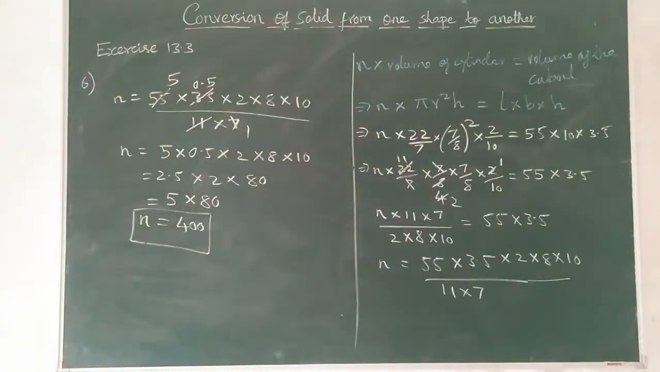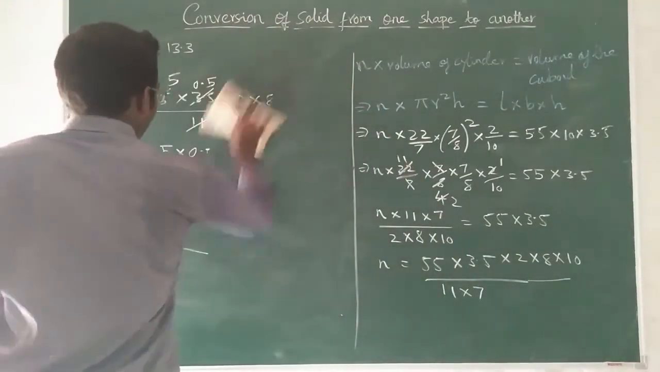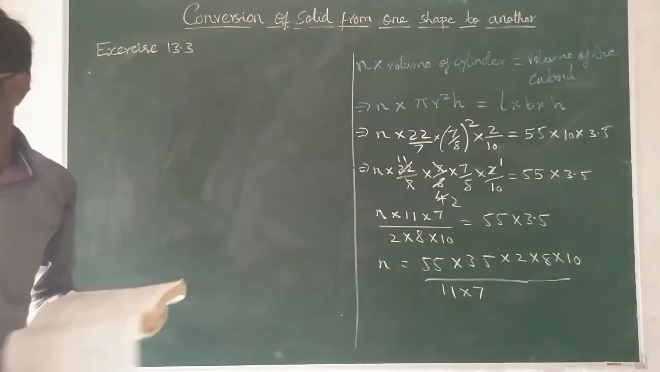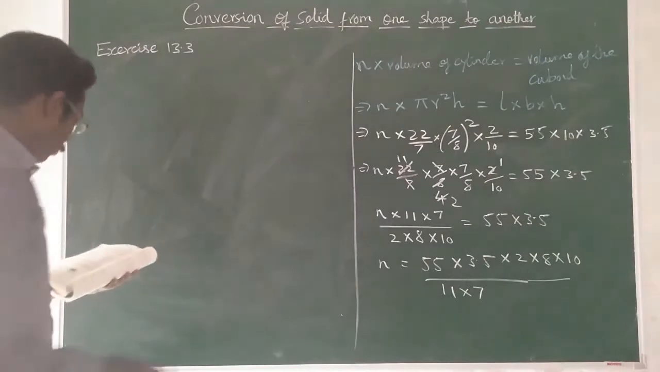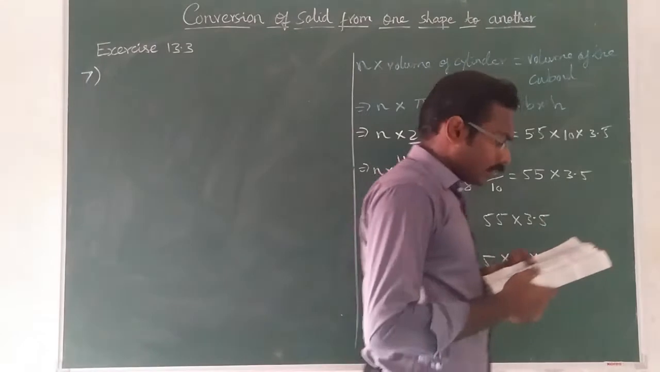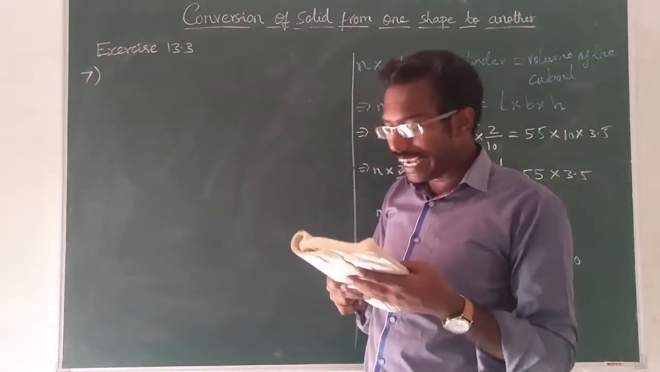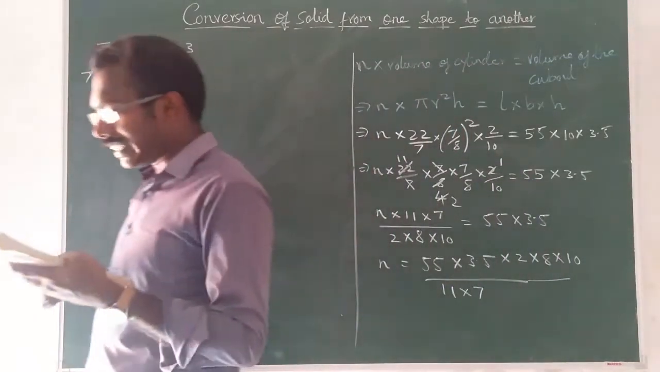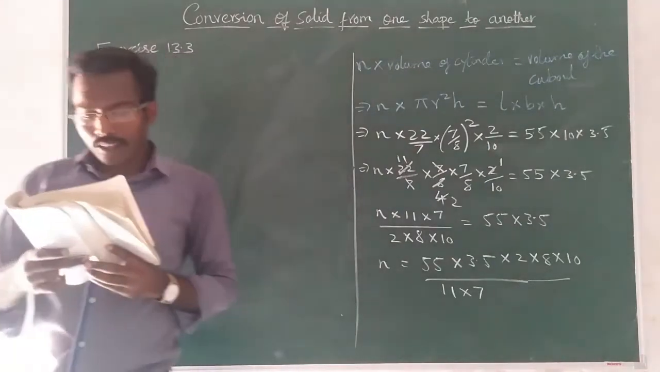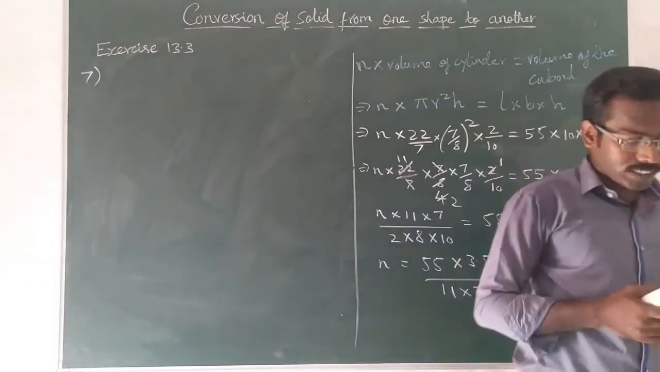The next sum, seventh sum, page number 252. Allow me to take page number 252, seventh sum. Okay, so the seventh sum tells like this. Let me read it out. The seventh sum, a cylindrical bucket 32 centimeter high and with radius of base 18 centimeter is filled with sand. Cylindrical bucket. So cylinder's height and radius is given. The bucket is emptied on the ground and a conical heap of sand is formed.